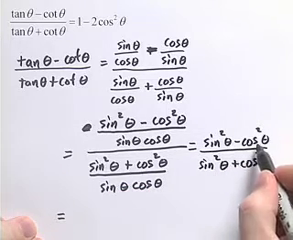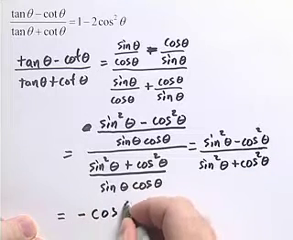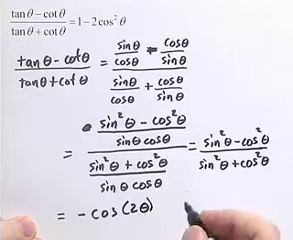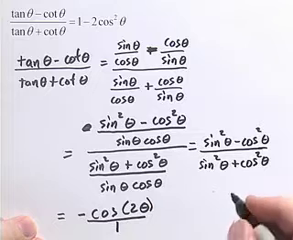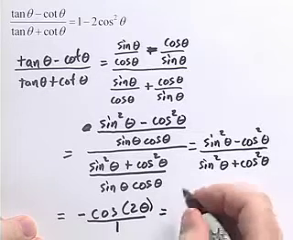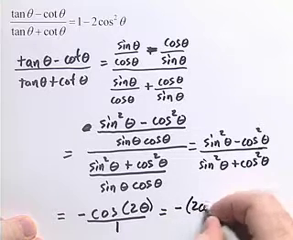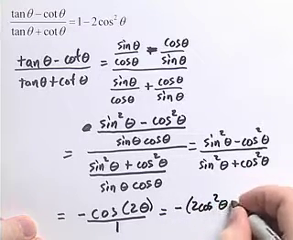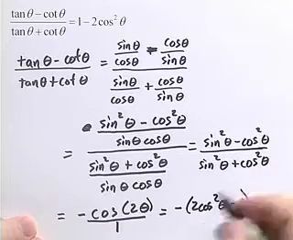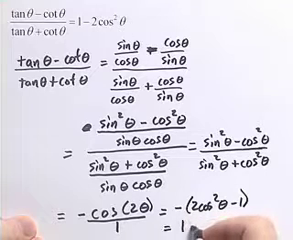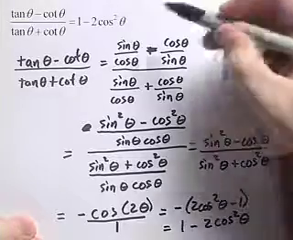Sine squared theta minus cosine squared theta is going to be negative cosine of 2 theta, using a double angle formula. And sine squared theta plus cosine squared theta is 1. This is equal to negative 2 cosine squared theta minus 1. And if we distribute our negative, we'll get 1 minus 2 cosine squared theta, which is our right-hand side.